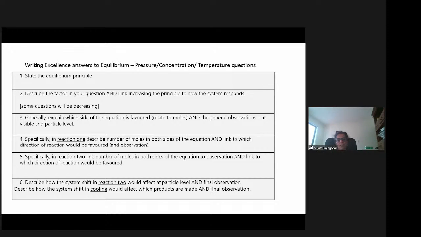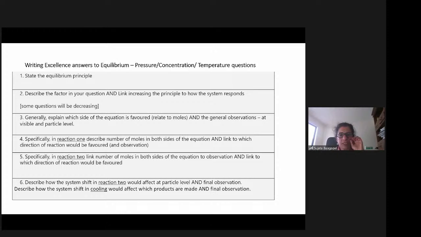Now, this is a template I've made for if you have any questions relating to pressure, concentration, or temperature. Again, repeatedly, the first thing that comes is to state your equilibrium principle. So your Le Chatelier's principle has to be mentioned. Then just find out what the factor is, and link the increase to how the system responds.